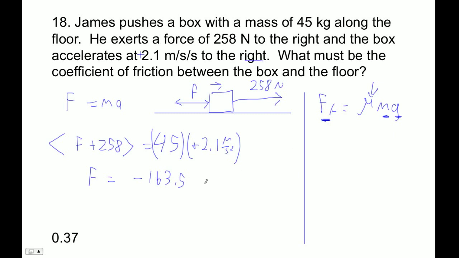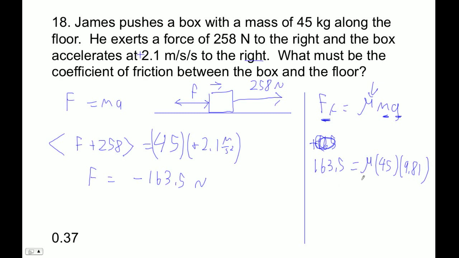Okay, so now I'm going to put that guy over there. I'm going to put it positive because in this context you don't really think of friction forces as negative unless you want a negative coefficient, right? Okay, so positive 163.5 equals mu times 45 times 9.81.